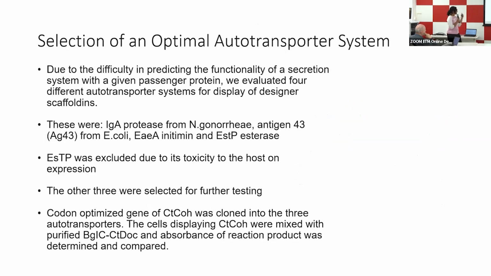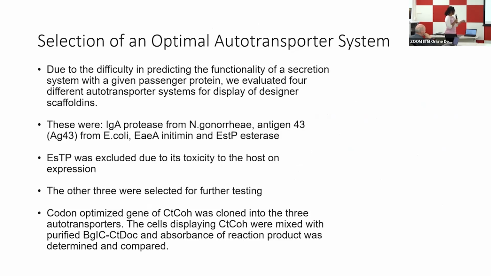Our next step was the selection of an optimal autotransporter system. An autotransporter system is basically a monomeric type 5 secretion pathway, which is responsible for the display of our recombinant proteins on the cellular surface. However, it is difficult to predict the functionality of a secretion system with a given passenger protein. So we took 4 different autotransporter systems to see which one would be best: the IgA protease, the antigen 43 or AG43, the EAA intimin, and ESTP esterase. ESTP was toxic to the host, so we eliminated that and checked the other 3 for further testing.